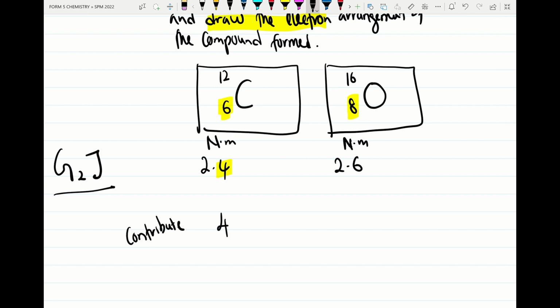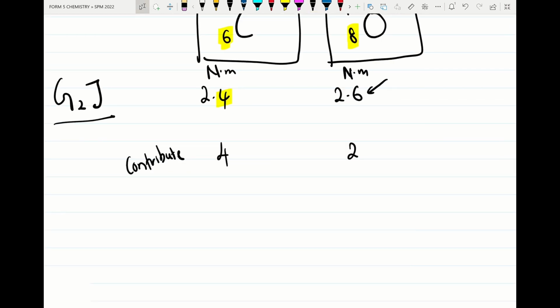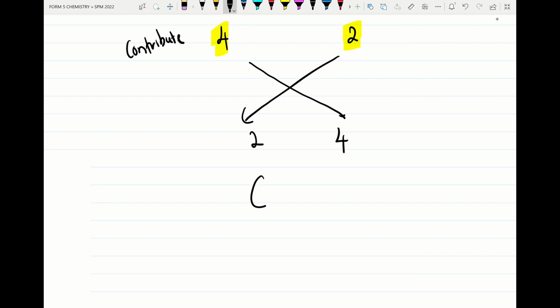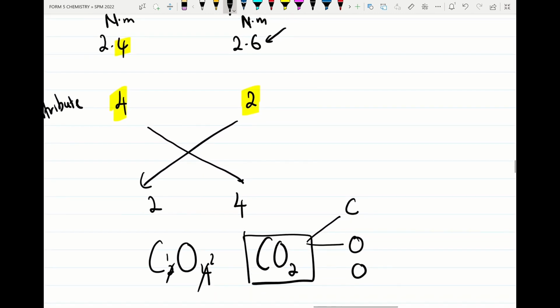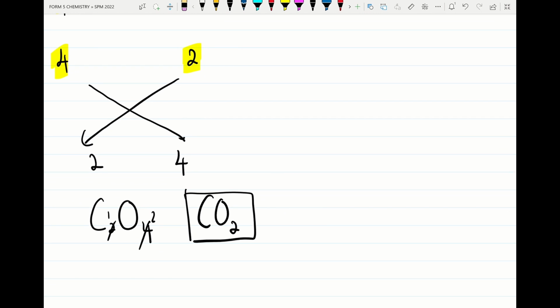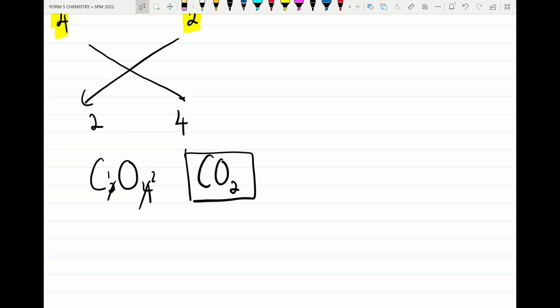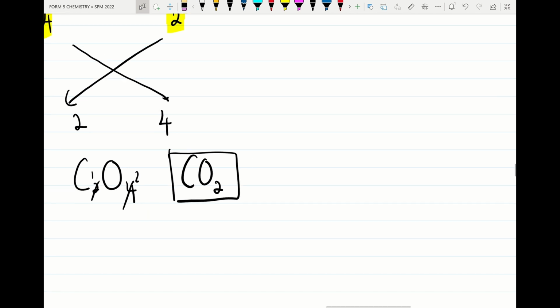4. All right, so to achieve a stable octet electron arrangement, oxygen has 6 and needs 2 more electrons. Therefore oxygen will contribute 2 electrons for sharing. So we do crossing like this. 4 will be here, 2 will be here. So the formula is carbon 2 oxygen 4, we can simplify this as 1 2. So the formula is CO2. From this formula we already know carbon is 1 and oxygen is 2. They are sharing valence electrons to form covalent bonding. So this is the formula, and we try to draw first the electron arrangement of the compound, and only then describe the formation of the carbon dioxide molecule.